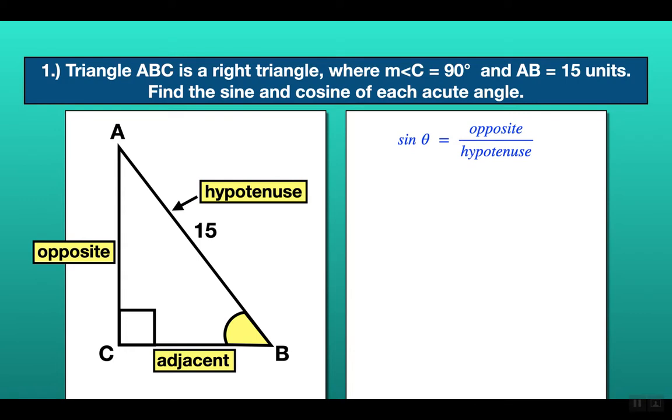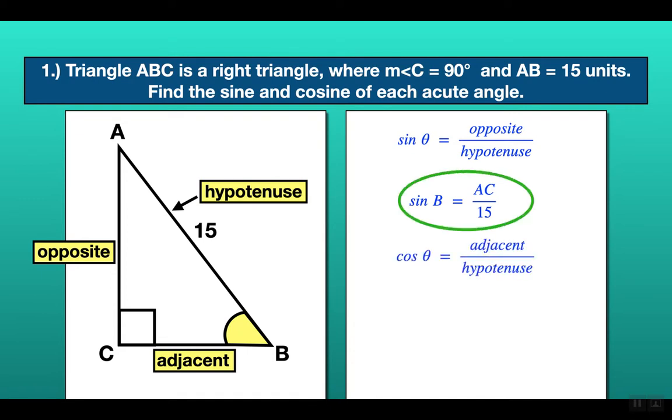Sine is opposite over hypotenuse. The opposite side is side AC, and the hypotenuse is 15, so that's my answer. The sine of B equals AC over 15. Now let's do the same for cosine. Cosine is the adjacent side over the hypotenuse, and again, they're going to give you these formulas on the exam. You just got to know how to use them.